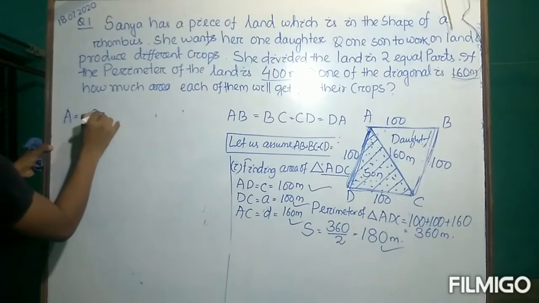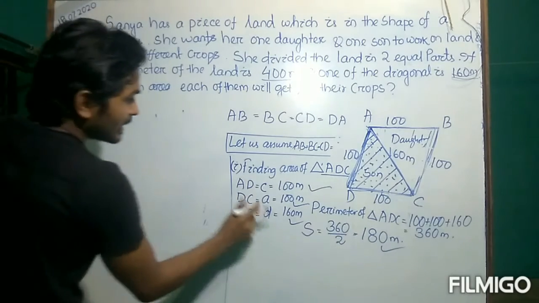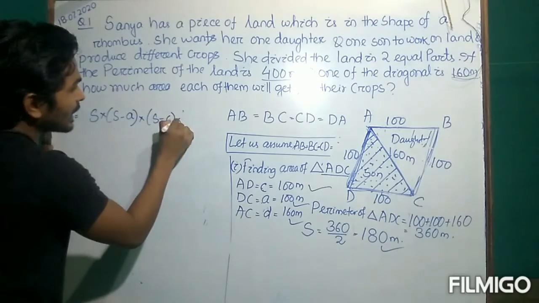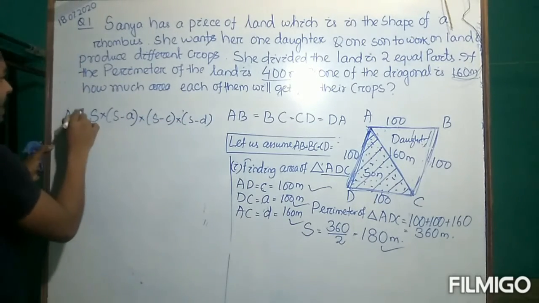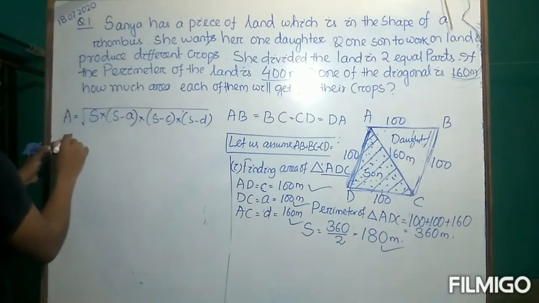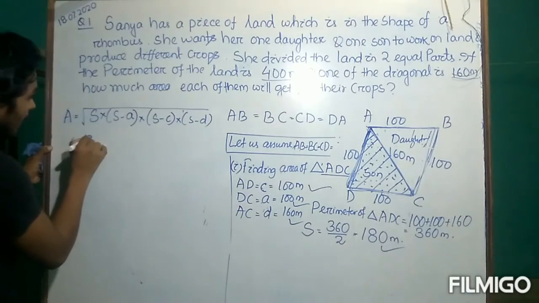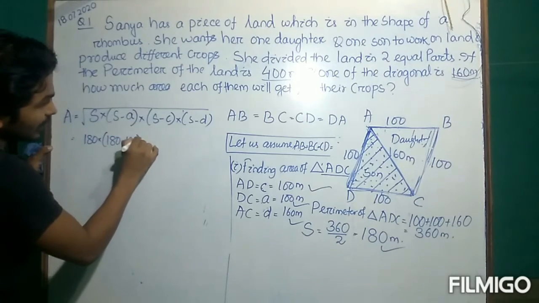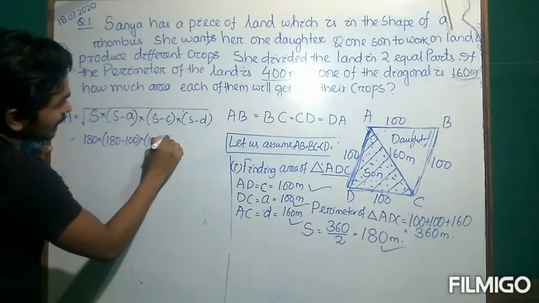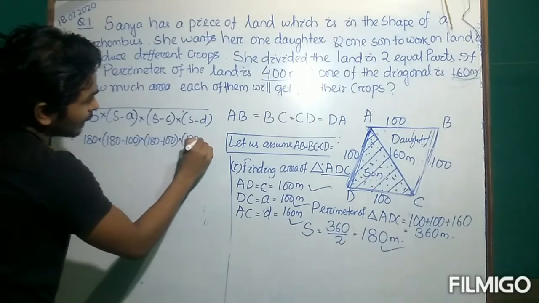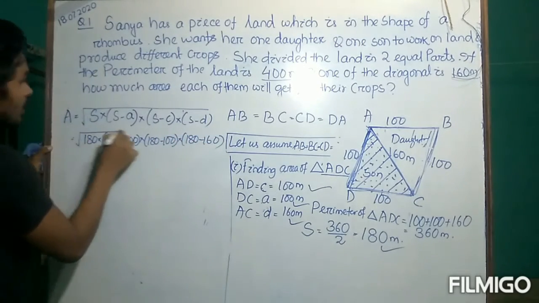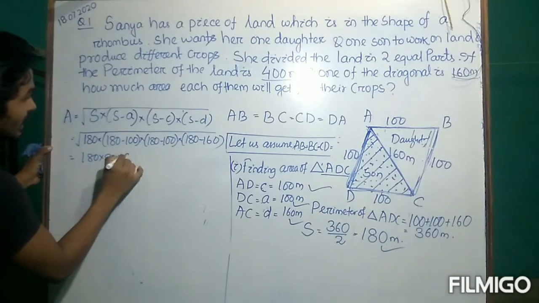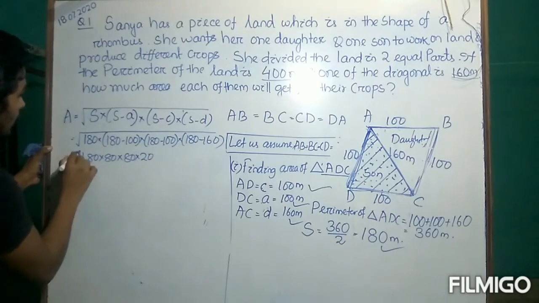So let us use Heron's formula. Area is the square root of S into S minus a into S minus c into S minus d, since the three sides are a, c and d, not a, b, c. So S is 180 into 180 minus 100 into 180 minus 100 into 180 minus 160. Okay, so 180 into 80 into 80 into 20.